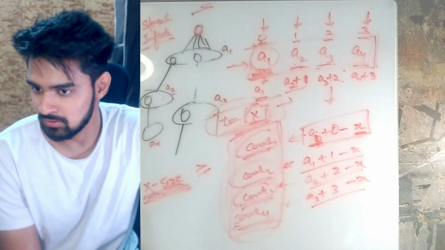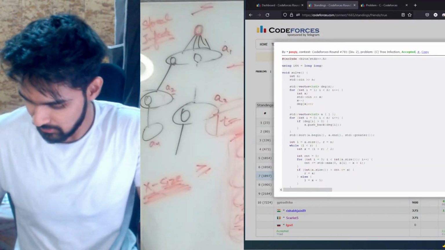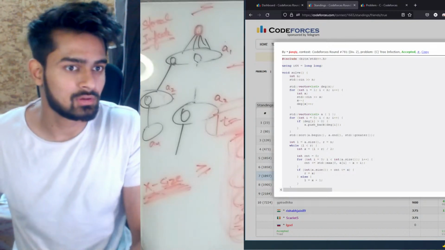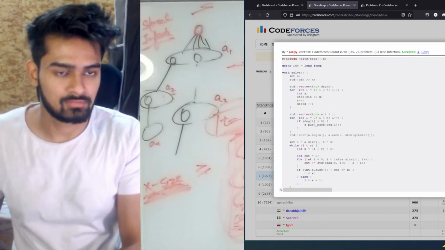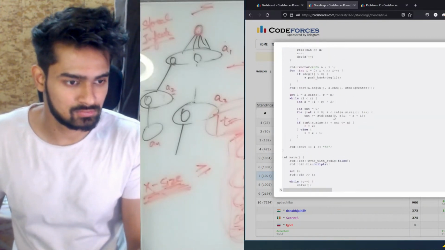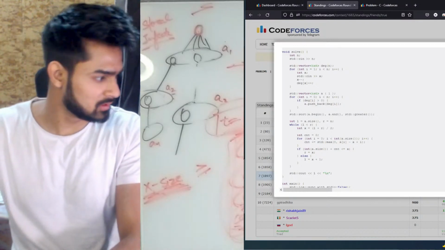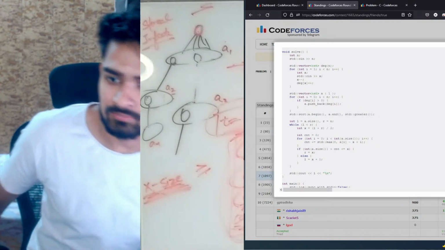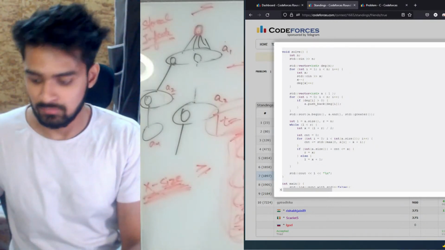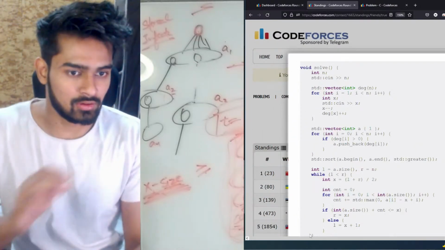Oh, sorry. Okay, so this is the code. Let me zoom in as well. How do I zoom in? For some reason, zoom is not working. Just a second. Okay. Now it's working. Okay, cool.